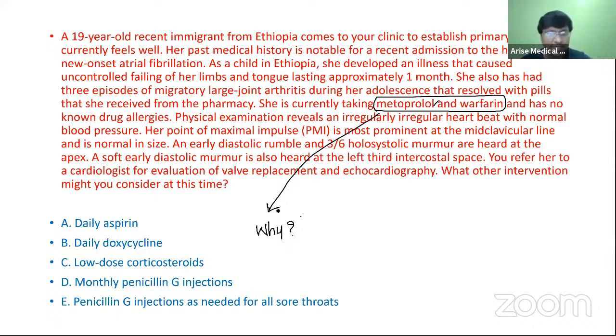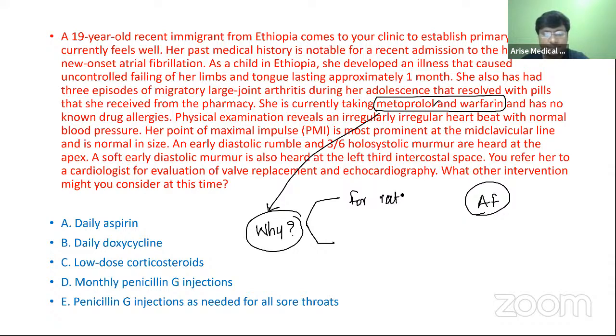No, not because of the carditis. This patient is taking metoprolol and warfarin for atrial fibrillation. For atrial fibrillation, for rate control, we give beta blockers, and in order to prevent clot formation, we give warfarin. Okay, so that is why we need to give warfarin.